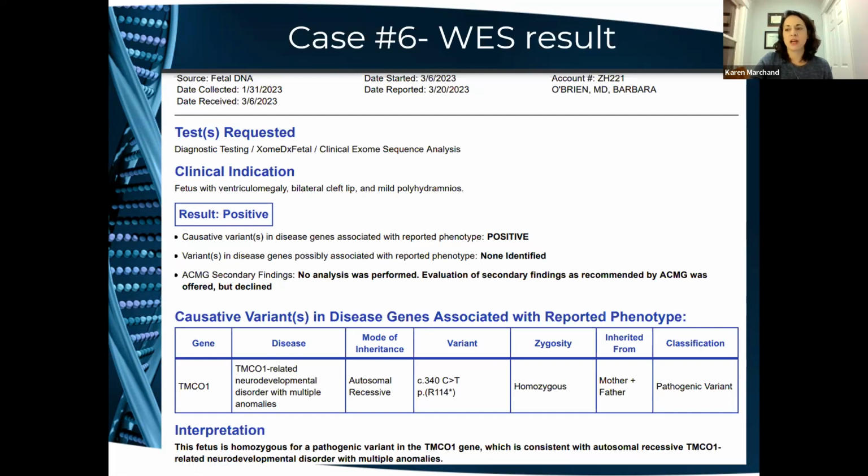I will say though, as a provider, I feel like exome is in some ways disappointing in that you're looking through all of the exomes, all of the protein coding regions, and the yield is at best 30% in situations where you really expect there to be a genetic answer. So we are hopeful that as science progresses and we identify more genes and learn what they do, that will improve.